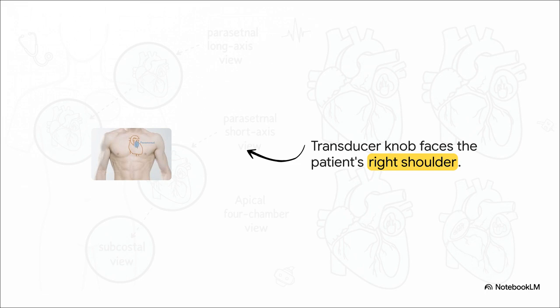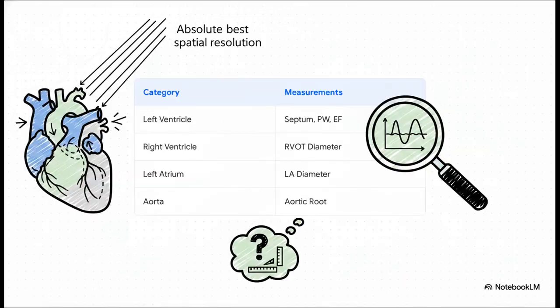Imagine a blade going straight from the right shoulder down to the left flank, slicing neatly through the right ventricle, the aortic root, and the left ventricle. It's stunning when you get it right. And this view? It becomes your absolute gold standard for linear measurements. The peristernal long axis should be your go-to for routine linear M-mode measurements of the left ventricle. We're talking the septum, posterior wall, ejection fraction, and internal dimensions. You'll also use this spot for the right ventricular outflow tract diameter, left atrial diameter, and aortic root dimensions.